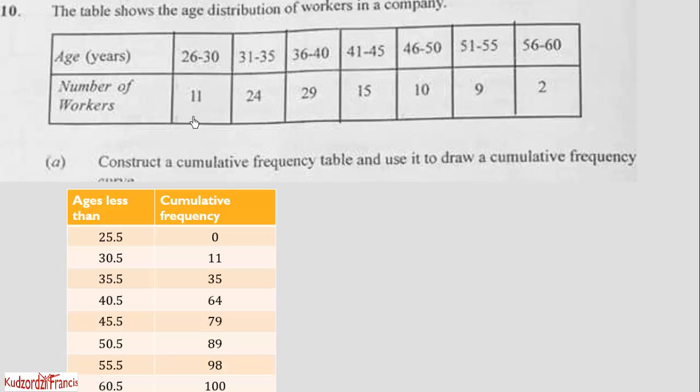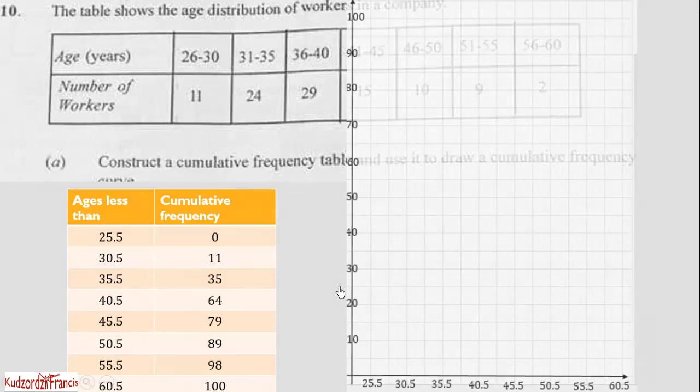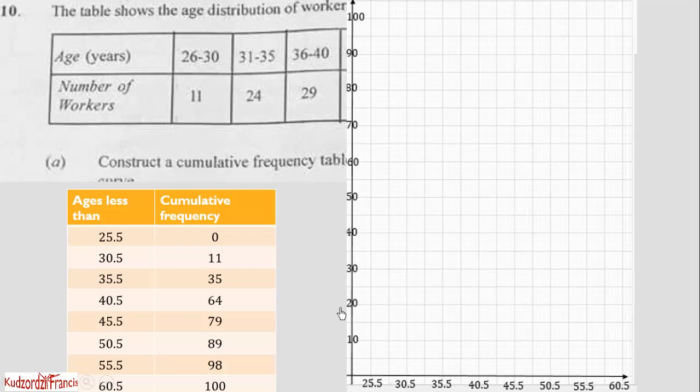Let's cross check and see. 11 plus 24 plus 29 plus 15 plus 10 plus 9 plus 2, that will be 100. So it means the cumulative frequency is correct. So we are going to plot these two. We are going to plot the ages less than against the cumulative frequency. So when we do that, this is our graph.